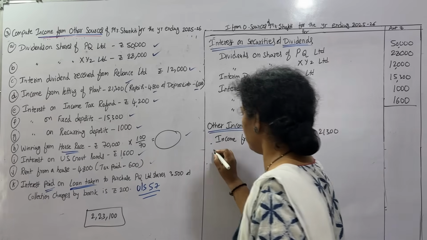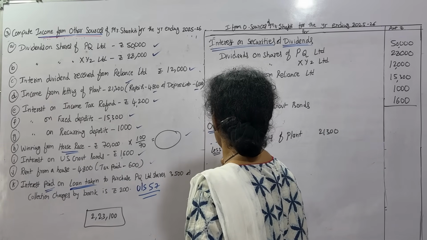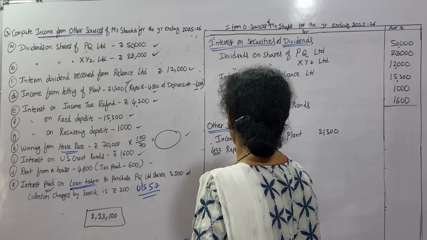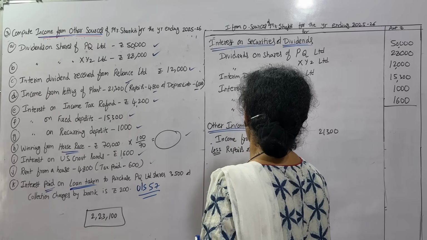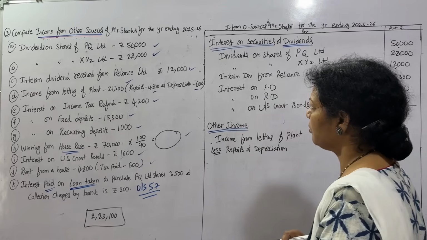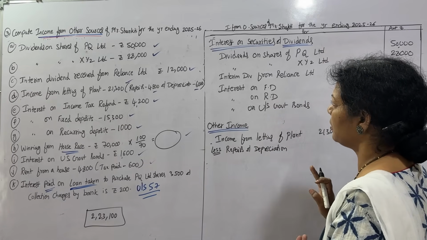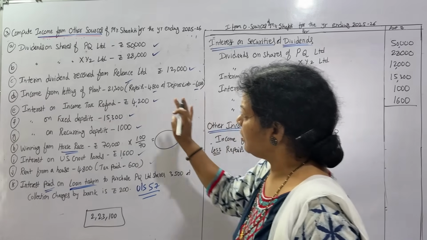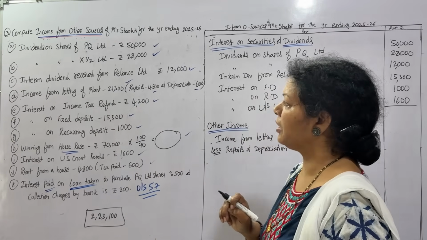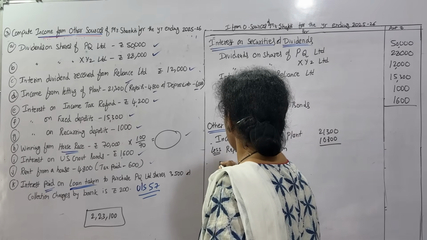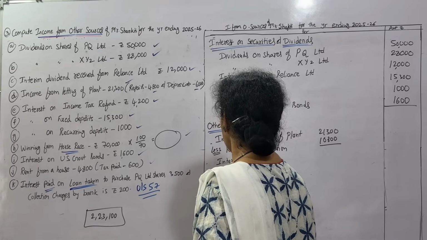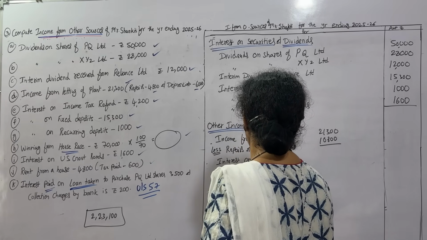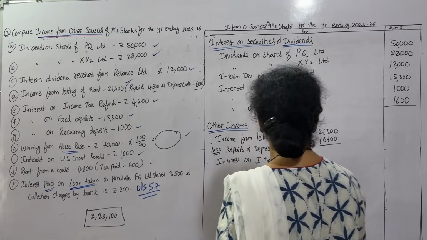Minus repairs and depreciation, less. Together is how much? 4,800, 10,800. We'll write the amount later. And anything is interest on income tax refund. This we didn't write here, no? Interest, income tax refund, 4,200.